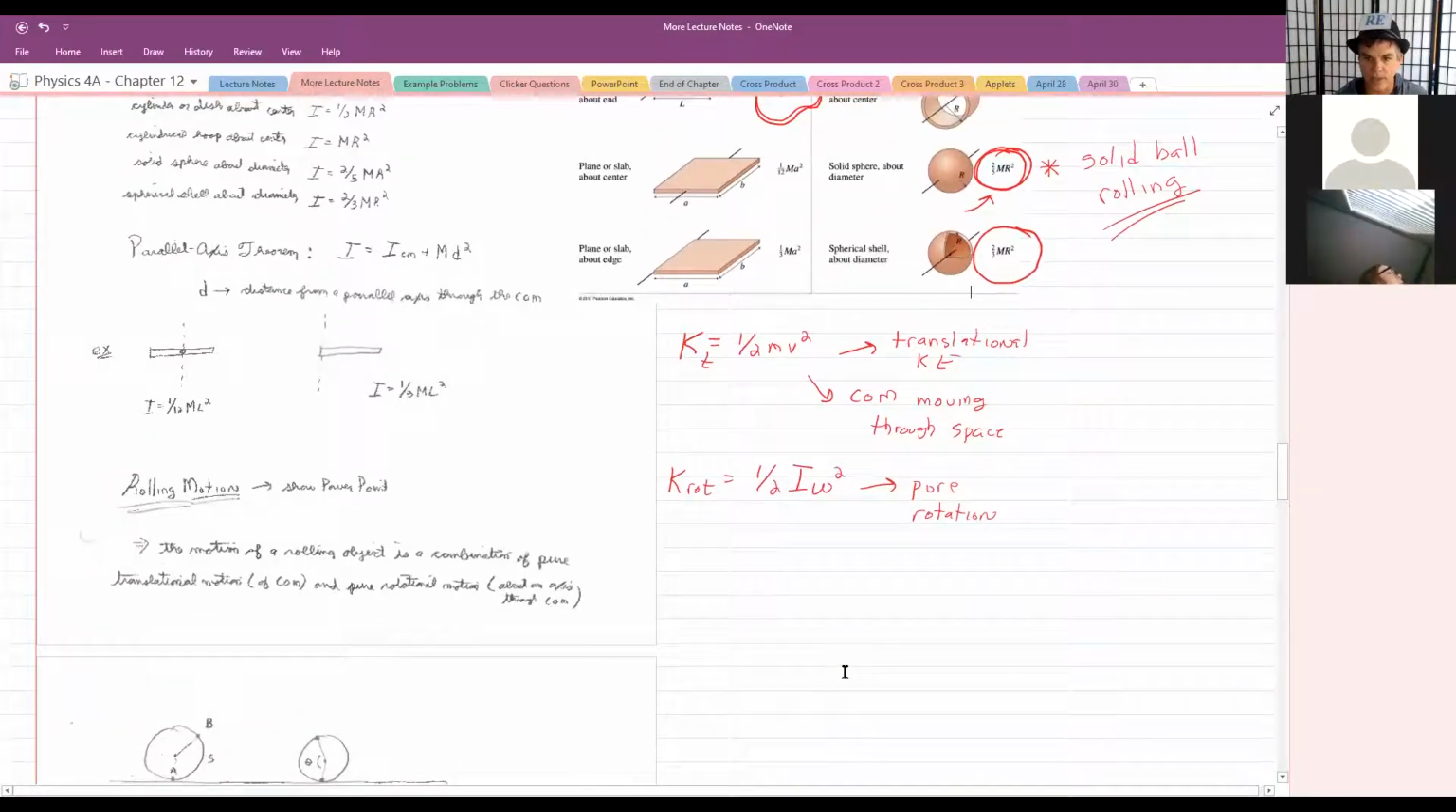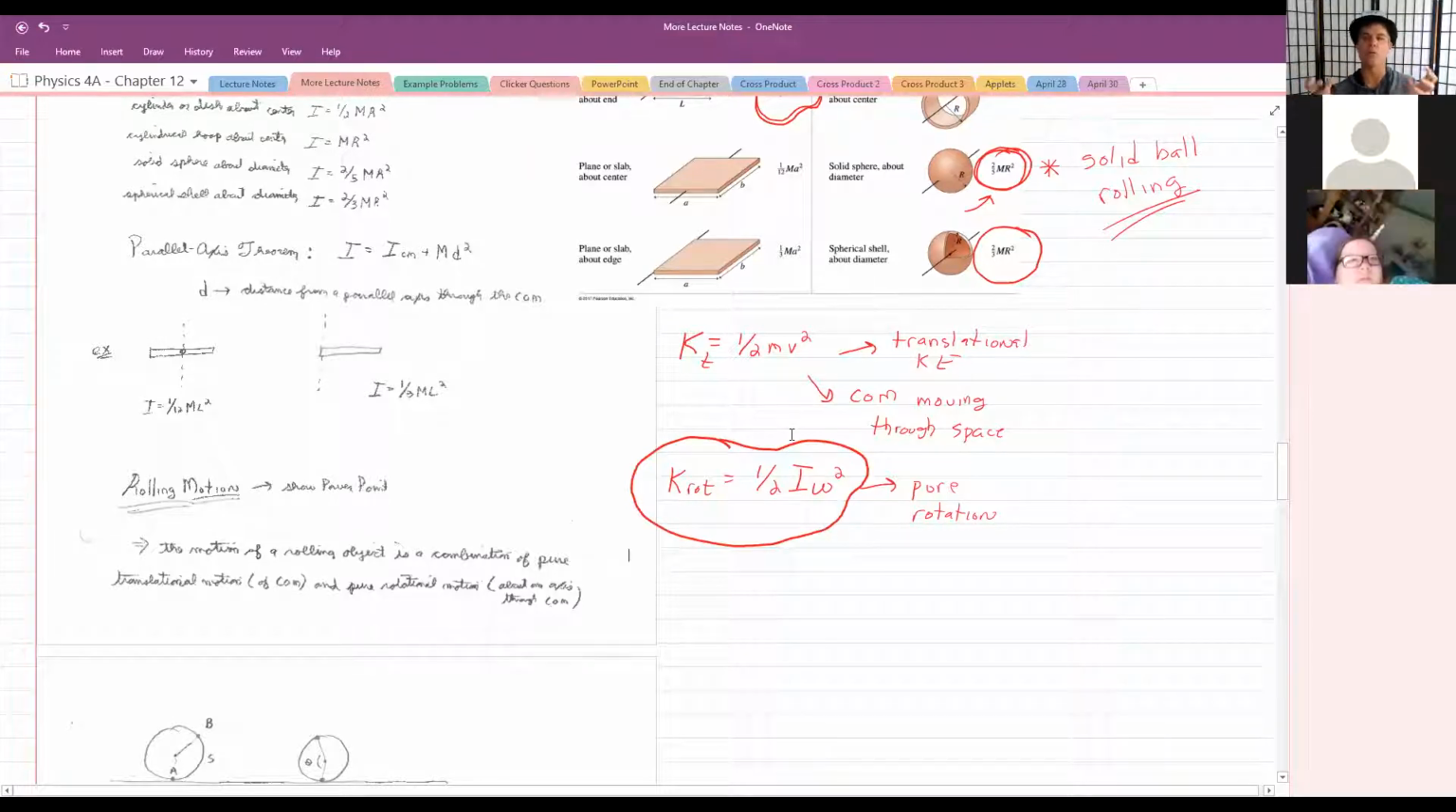So the last thing then is, right now, kinetic energy of rotation is equal to 1/2 times I, which is the moment of inertia, times omega squared, where omega is the angular speed in radians per second. And that's kind of where I got to. Let me pause this, see if there's any questions I can answer just on anything I've covered so far.